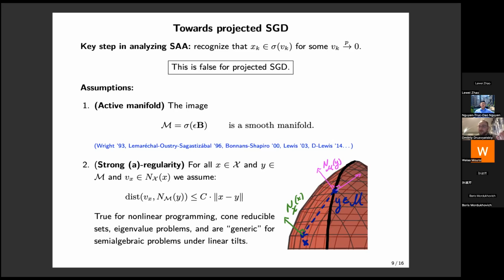It satisfies all the calculus you would want. And in all the cases where there exists some active manifold that are of interest in practice, this condition holds automatically. Okay, so good. So we have these two assumptions: active manifold, strong A regularity.